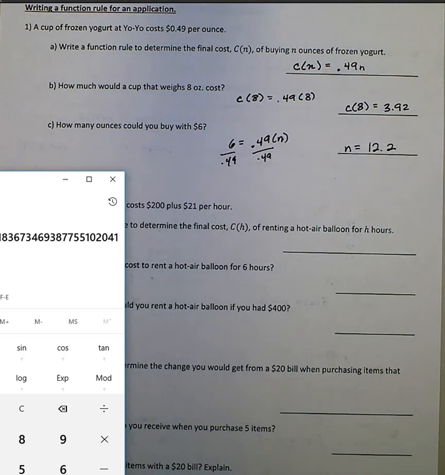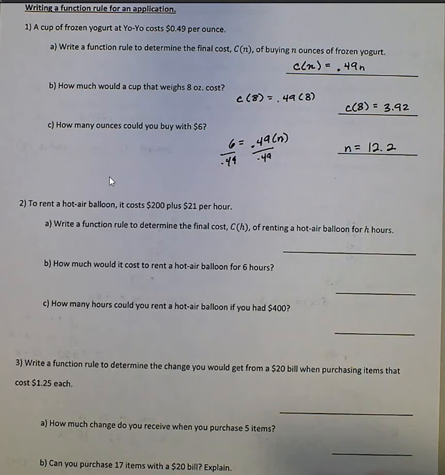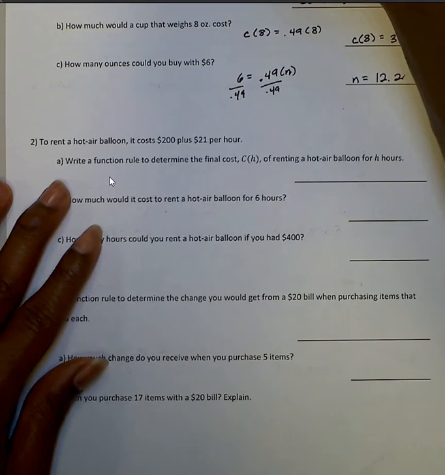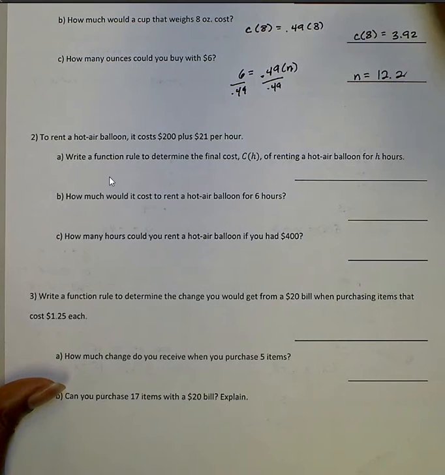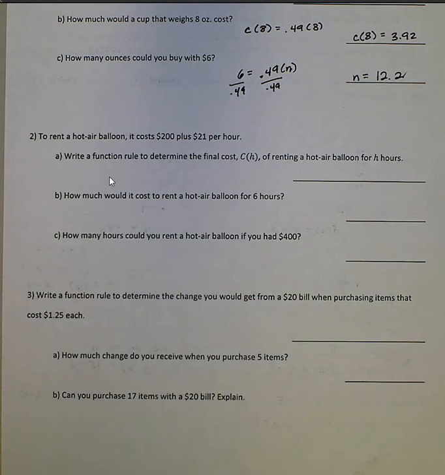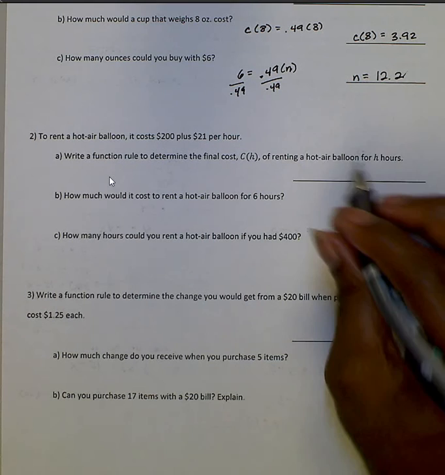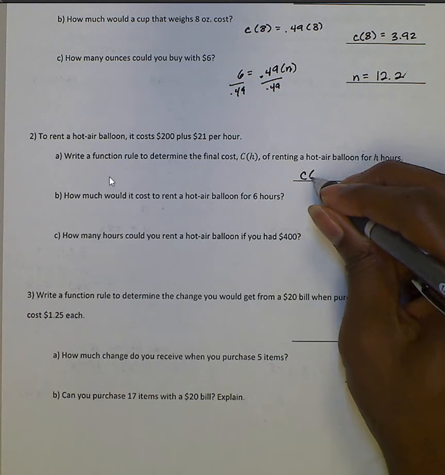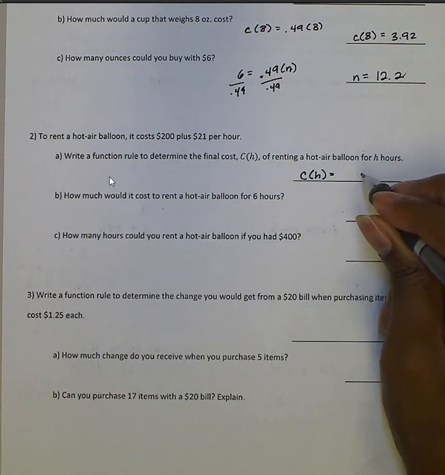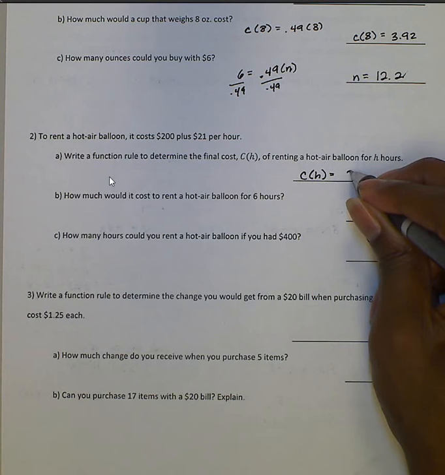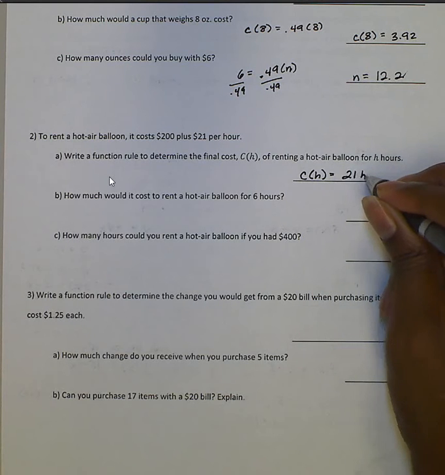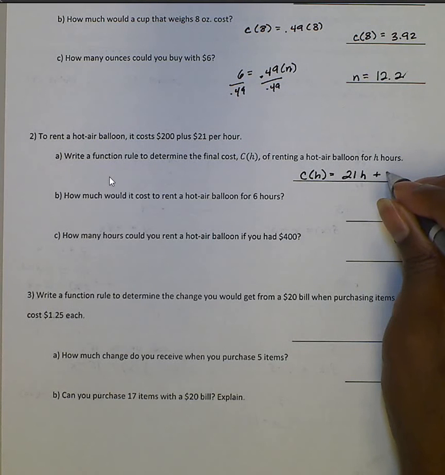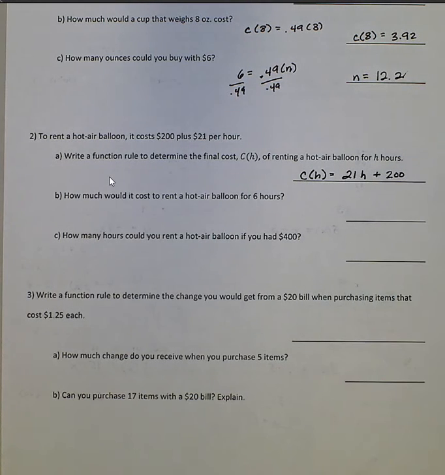All right. Next example. The situation. To rent a hot air balloon costs $200 plus $21 per hour. Write a function rule to determine the cost. So the cost for renting a hot air balloon equals $21 per hour, and then it costs $200 just to get in. And so here's our rule. This is our equation.